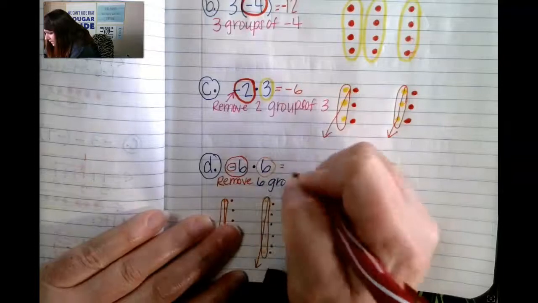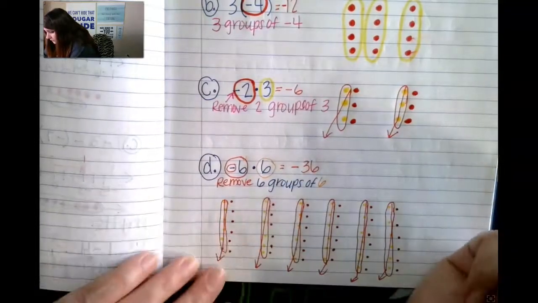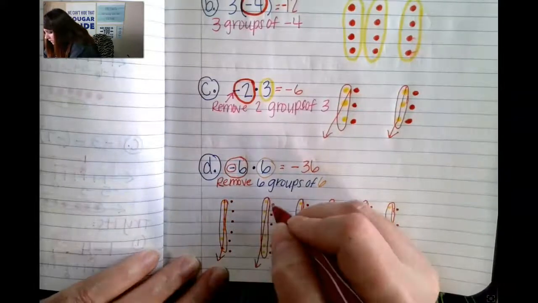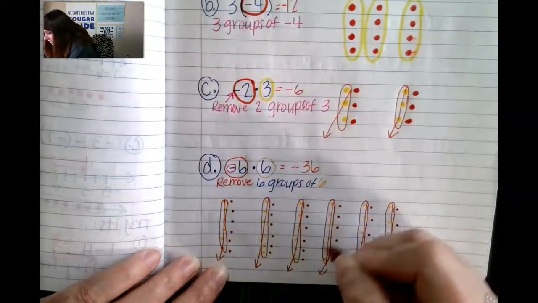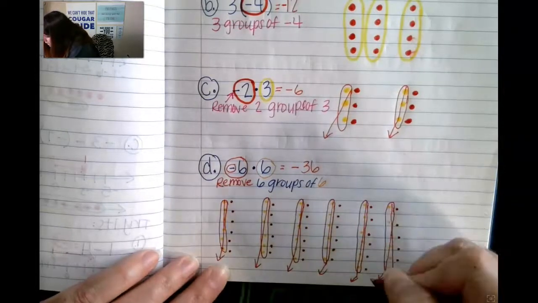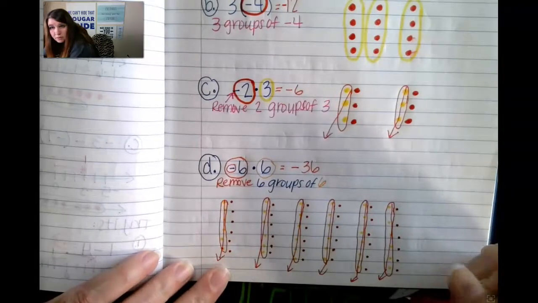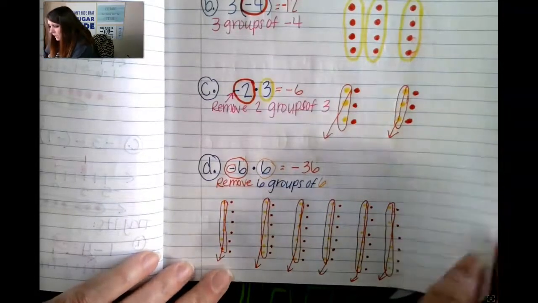So my answer is negative 36. Because here's 6, 12, 18, 24, 30, 36.